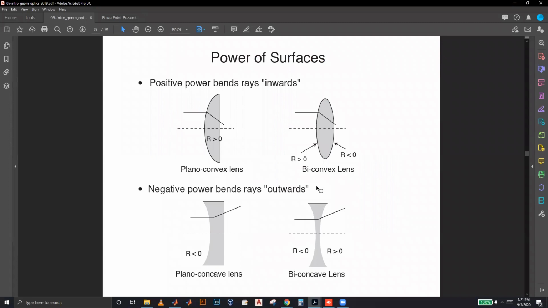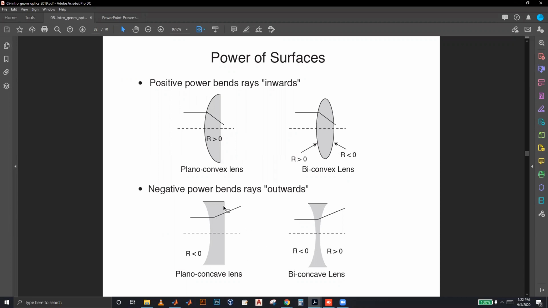So yeah. Okay, so power of the surfaces, positive power bends rays inwards. So if you have a plano convex lens, which means one surface is straight, a plane surface, and the other surface is curved, the rays traveling parallel to the optical axis will bend inward. Biconvex lens, same thing. Negative power means the rays traveling parallel to the optical axis will bend outward.